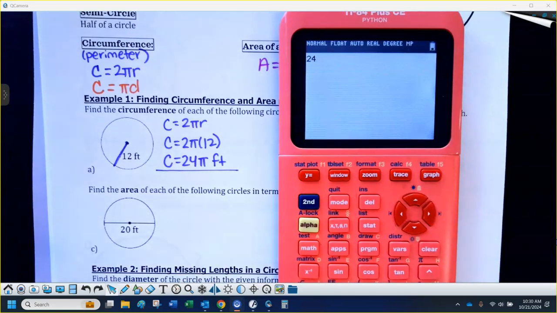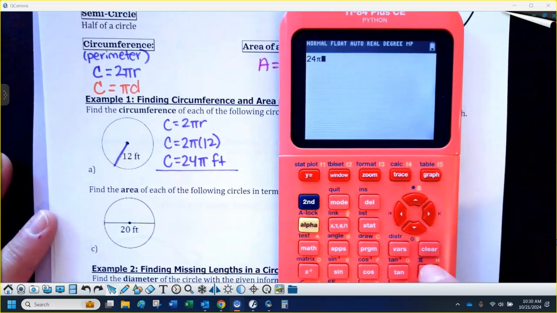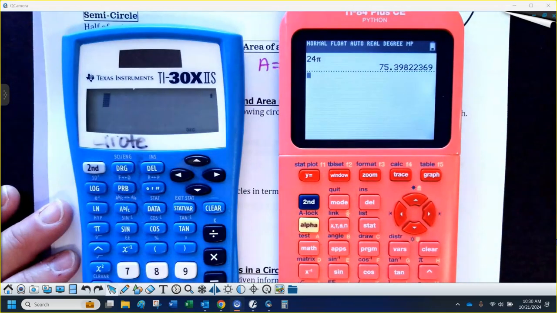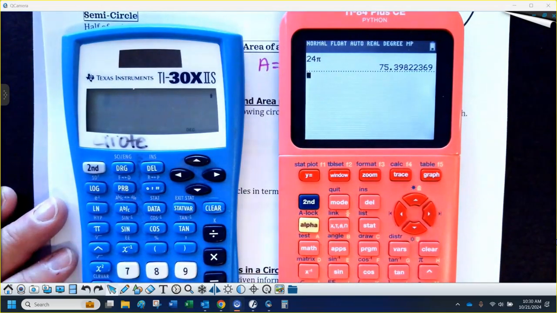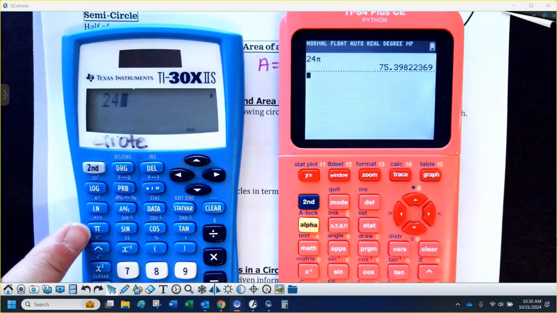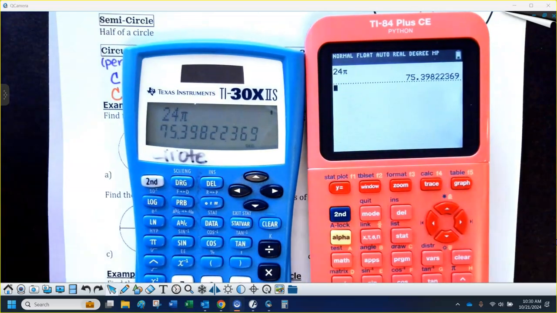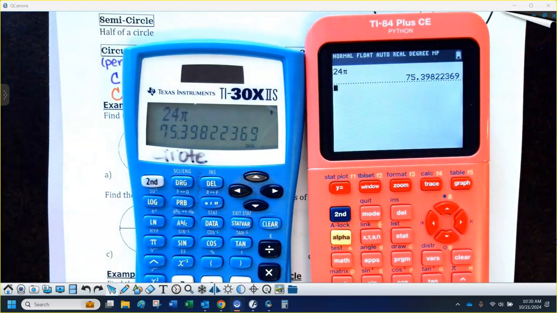So we're going to hit second, and it's the little caret for an exponent, but the second function on that is pi, and then you just hit enter, and it'll give it to you. If you have one of these calculators, type 24, and your pi button is the fourth button down on this left side. If anybody has a different calculator and you can't find your pi button, I will be happy to come over and look at your calculator to figure out where it is.